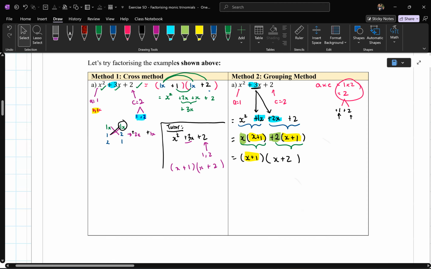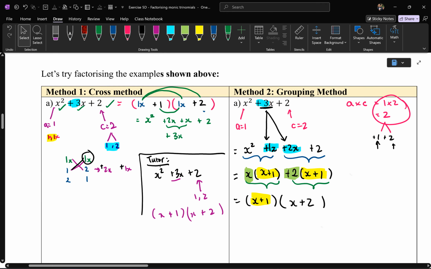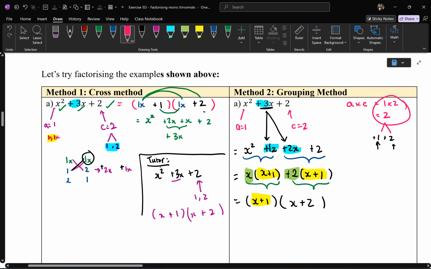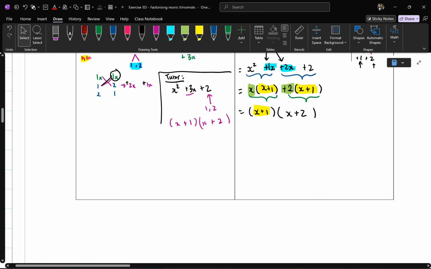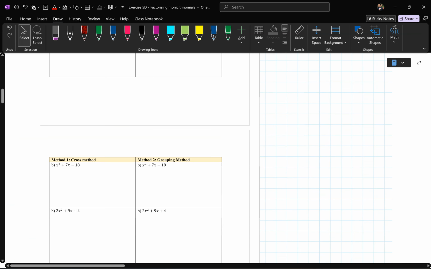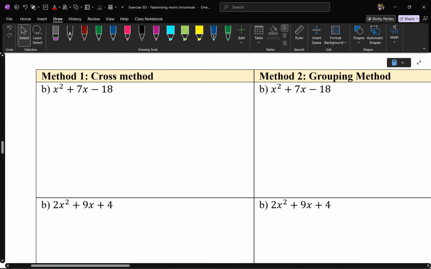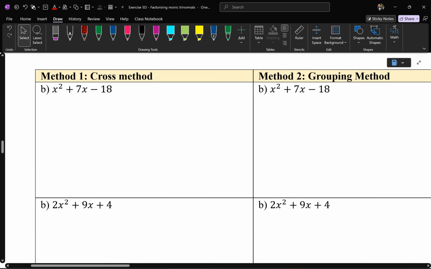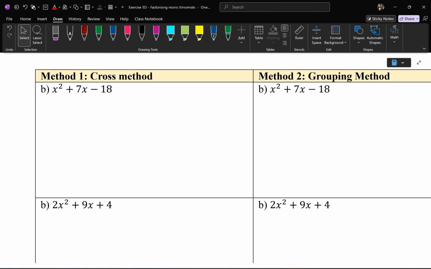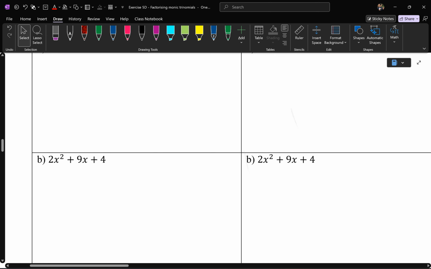All right, let's see, what's the next? Oh, it's on the next page, is it? Okay. Flip over. Once you're ready, flip over. Let's have a look at the next example. I'm going to leave B1 for you to do. I'm doing the non-monic one, so you can see how cross method works as well, okay?